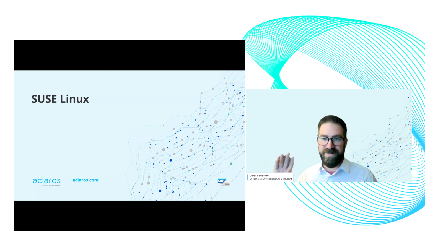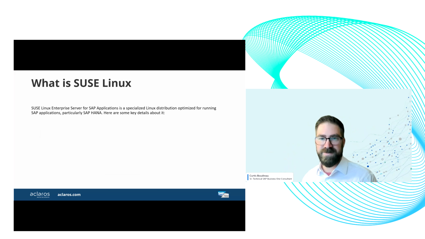All right, finally, it's the sysadmin's turn. Let's all talk about Linux. This is the enterprise grade distribution of Linux that's been optimized and certified by SAP for running the HANA in-memory database. It includes specific tooling needed for the SAP Business One services.